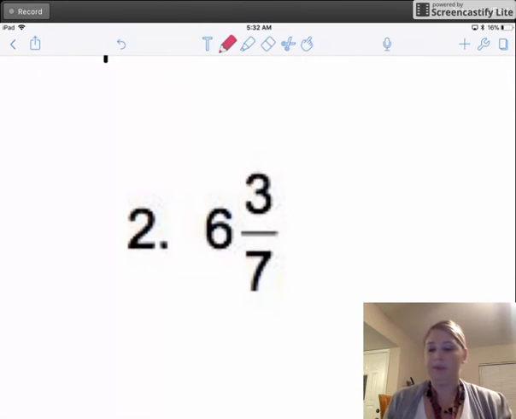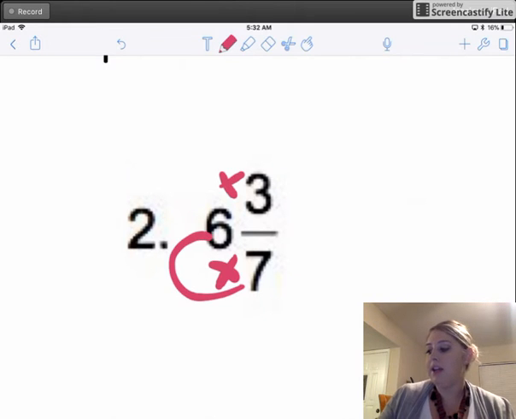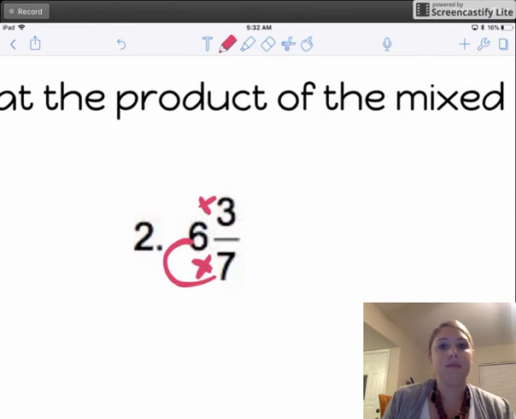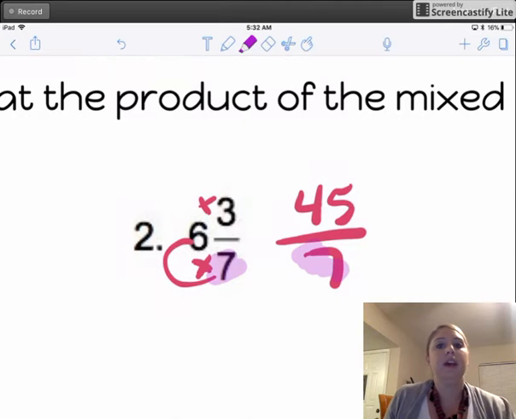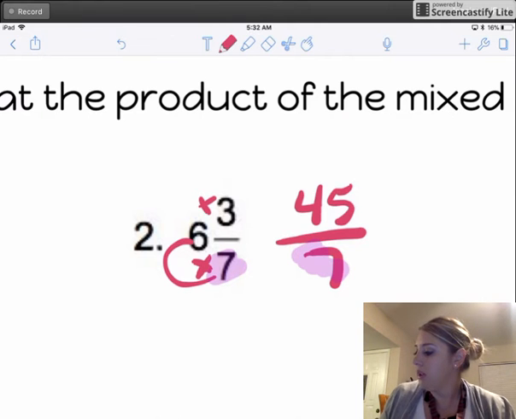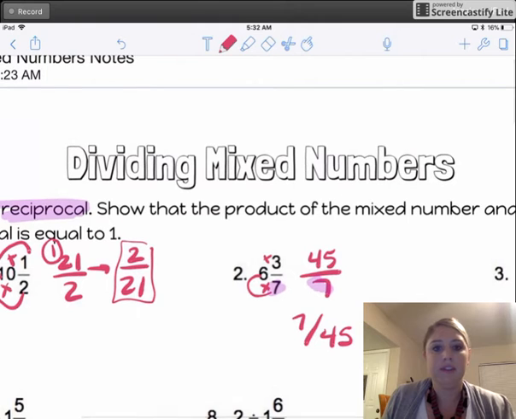Here's another one. We need to find a reciprocal of it. What would we do? We would make it MAD. So multiply and add. Multiply 6 times 7 is 42. Plus 3 is 45. Remember, we go over 7 because that's our number in our denominator. And now that I have the improper fraction, now I can find the reciprocal. Now I can do the flip-flop, which would just be 7 over 45. Yeah? Okay, so your turn.